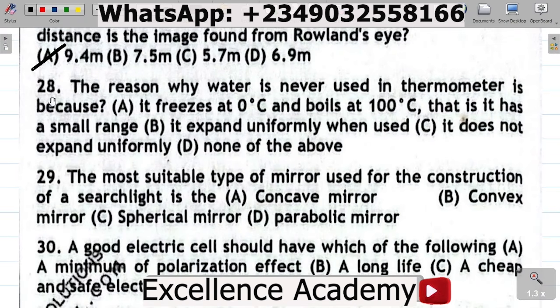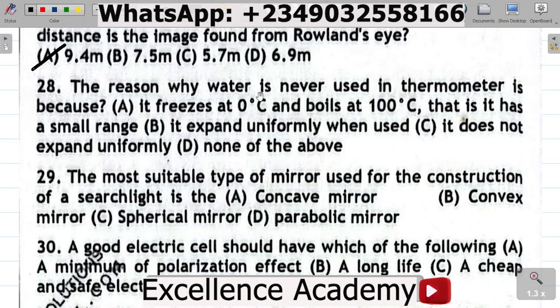All right. Question number 28. Question 28 says the reason why water is never used in a thermometer is because A, it freezes at 0 degrees Celsius and boils at 100 degrees Celsius. That is, it has a small range. B, it expands uniformly when used. C, it does not expand uniformly. D, none of the above.